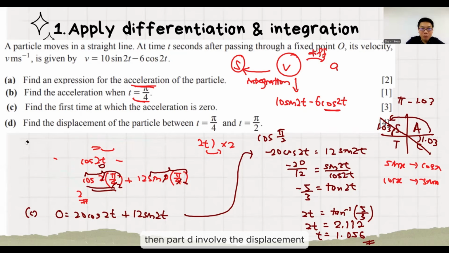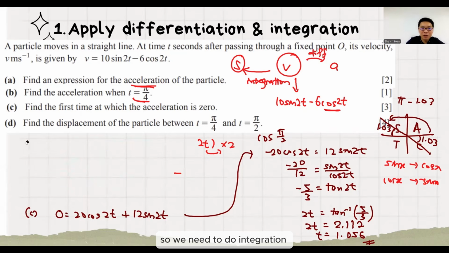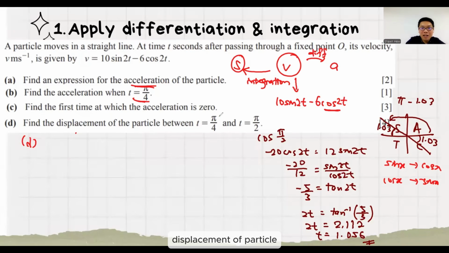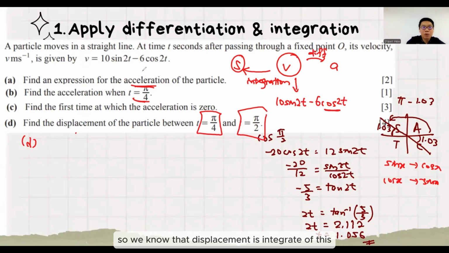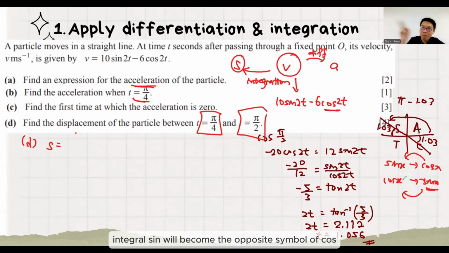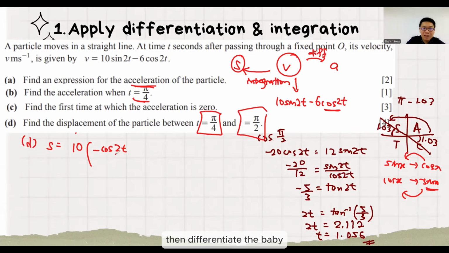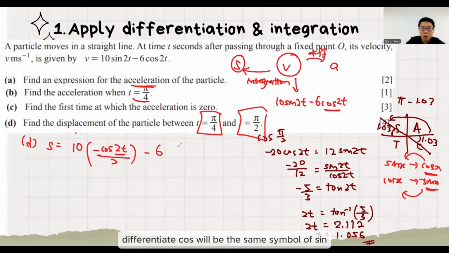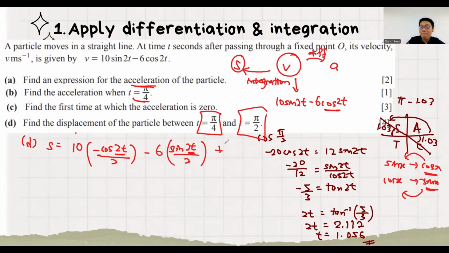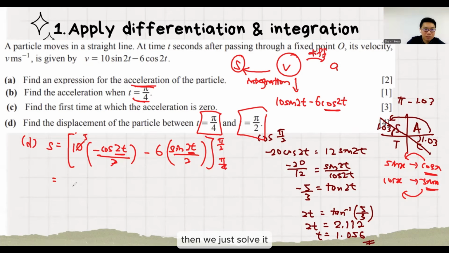Then part D involves the displacement. So we need to do integration. Part D, displacement of the particle between this time and this time. So we know that displacement is the integral of this. Integrate means that we need to refer backward. Integrating sine will become the opposite sign of cos. Then for the inner part, we will divide. And then here, integrating cos will be the same sign of sine. And then normally plus c. But here you do not need to plus c because it's a definite integral. Pi over 4 to pi over 2. Then we just solve it.